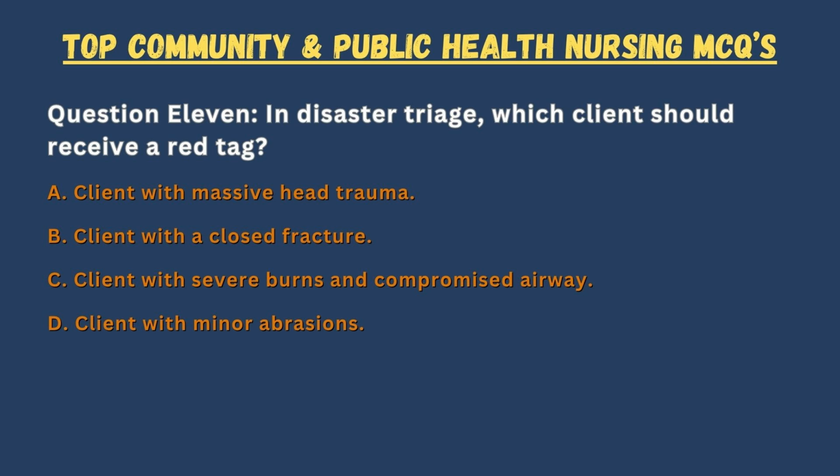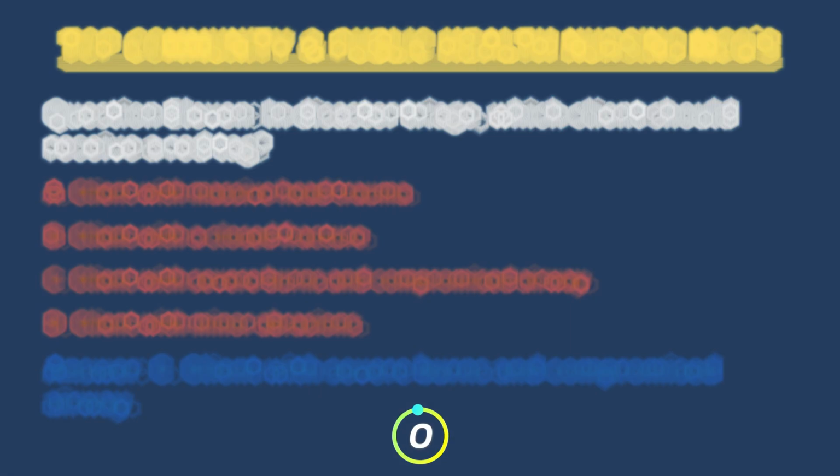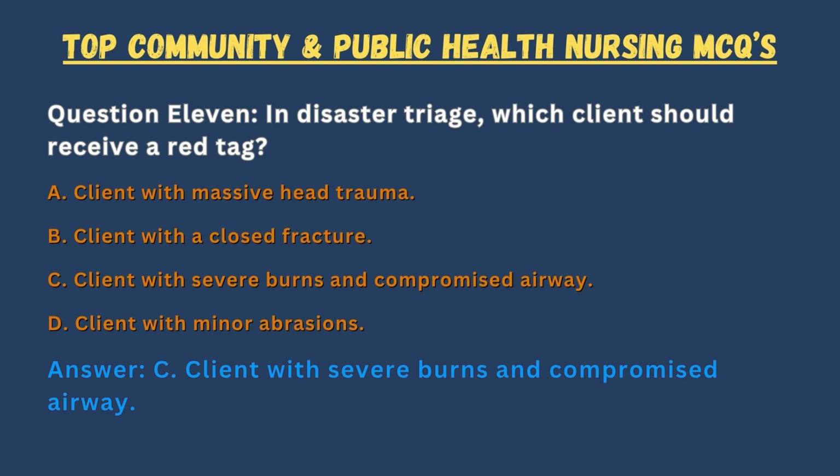Question 11. In disaster triage, which client should receive a red tag? A. Client with massive head trauma. B. Client with a closed fracture. C. Client with severe burns and compromised airway. D. Client with minor abrasions. Answer. C. Client with severe burns and compromised airway.